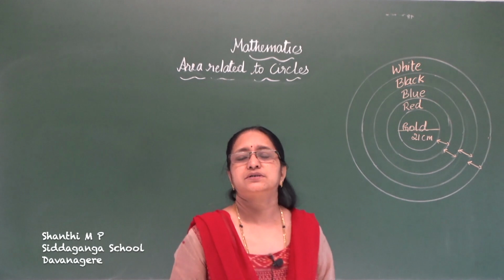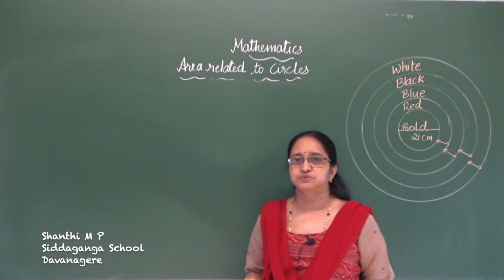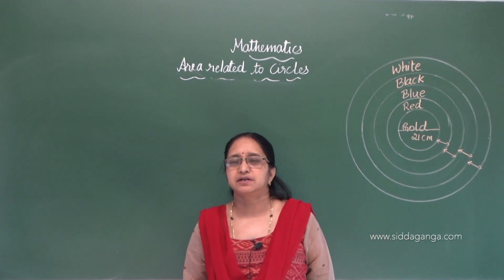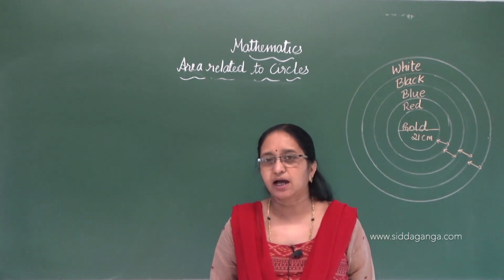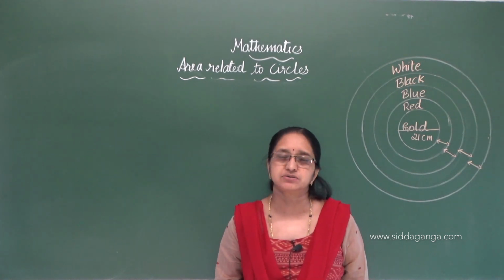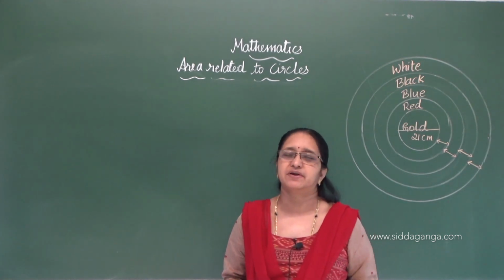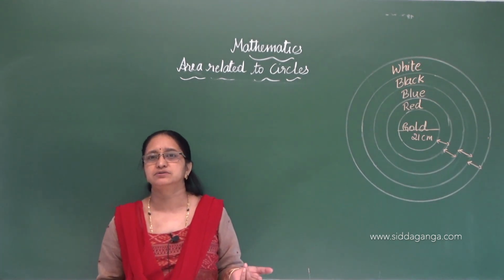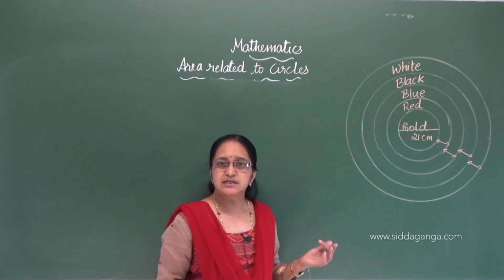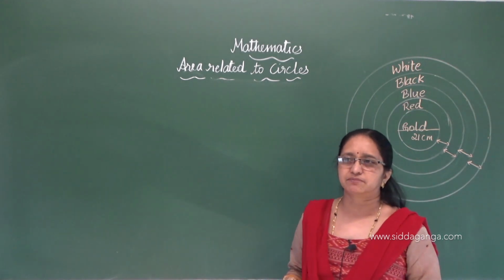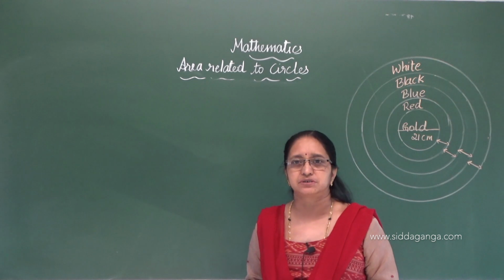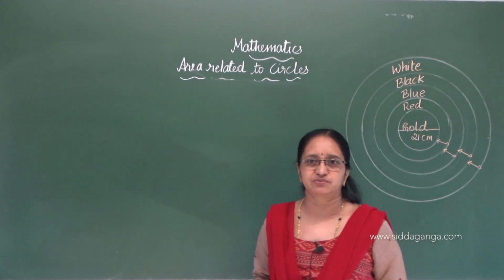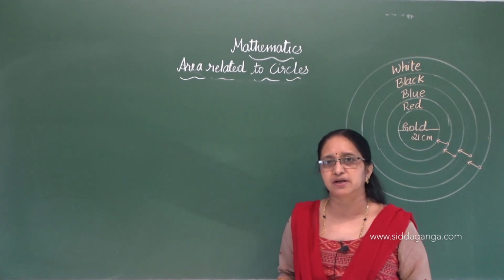Hello students, so let us try to solve exercise 12.1. First one, see, there they have given one note: unless stated otherwise, you have to use pi equal to 22 by 7, meaning wherever you need the value of pi you have to use 22 by 7, unless it is stated otherwise. Sometimes they will mention to use 3.14, there you have to use 3.14, otherwise you can use 22 by 7.